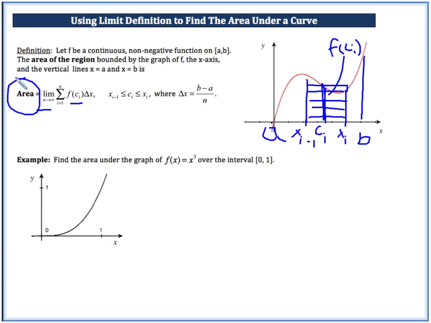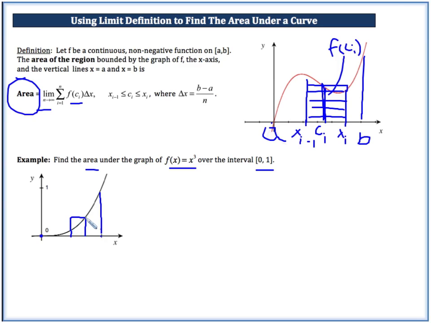Okay, so let's take a look at our first example. It says find the area under the graph of f of x equals x cubed on our interval 0 to 1. So you can see our graph there. And so we're going from 0 all the way up to 1. So I'll draw that in. And we're going to have a couple intervals here. And notice there's going to be an infinite amount of intervals as we go along.